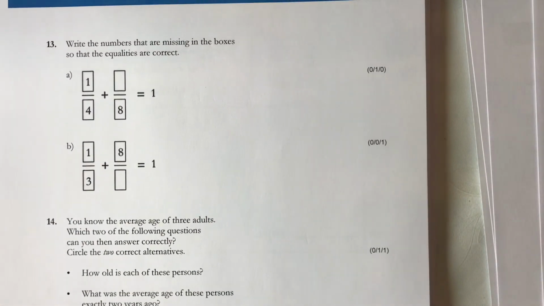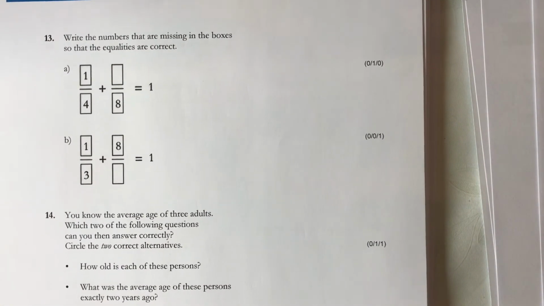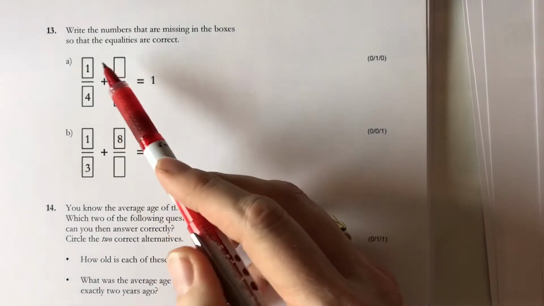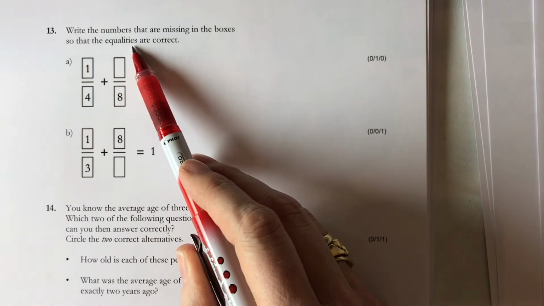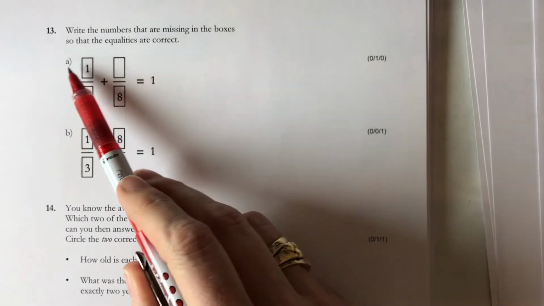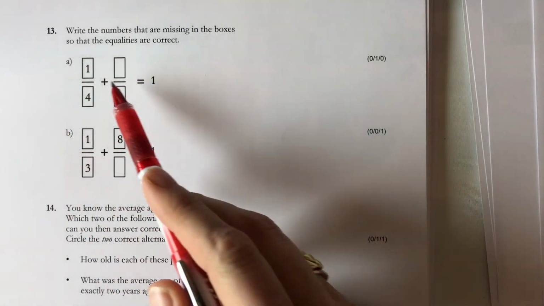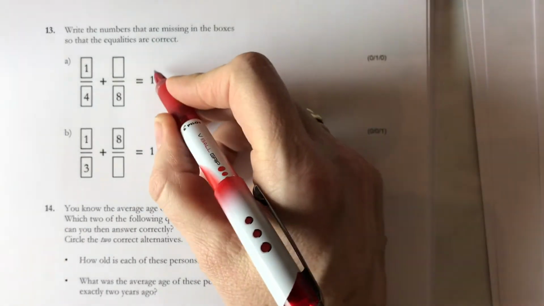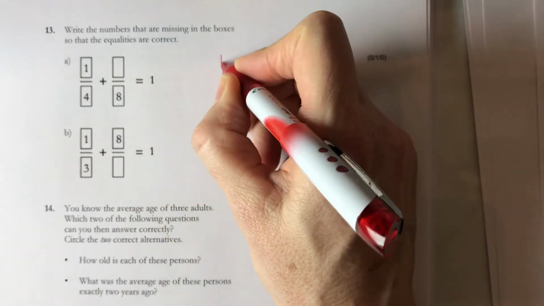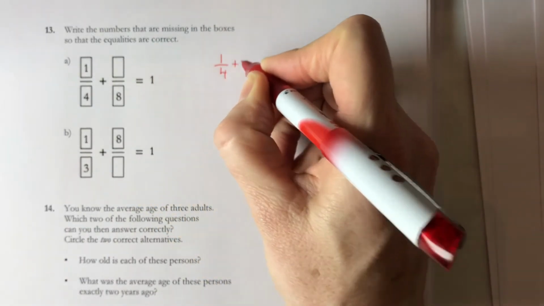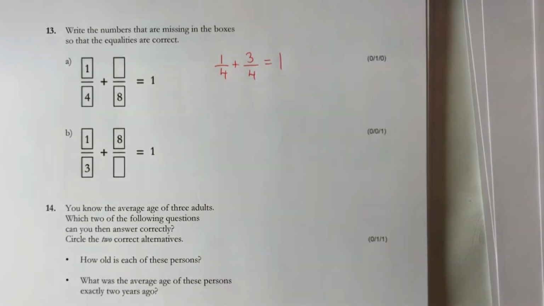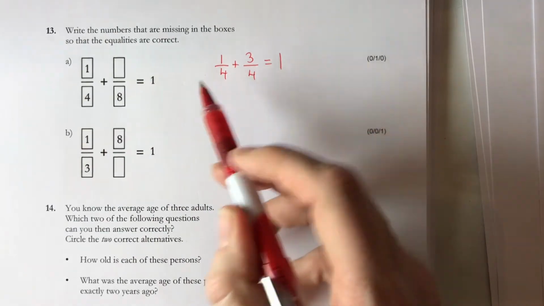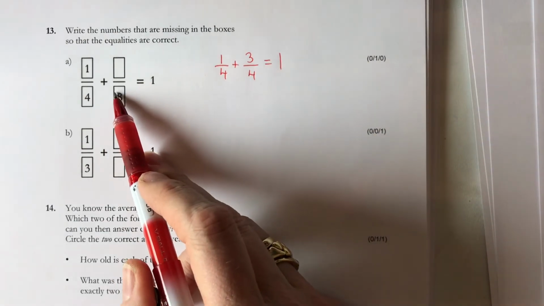Now we have a couple of quick fraction questions. And it says, write the numbers that are missing in the boxes so that the equalities are correct. Okay, so we have some fractions here. What do we know about getting the answer 1 if we've got fractions? Well, if we have 1/4, we know that we actually have to add 3/4 to that to get the number 1. But we don't actually have quarters here, we actually have eighths.